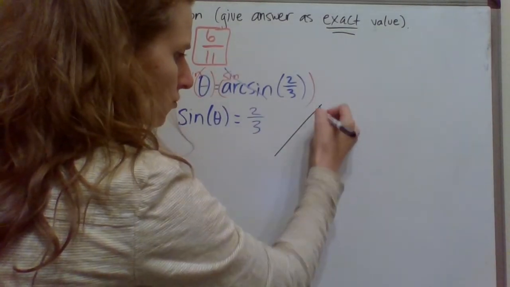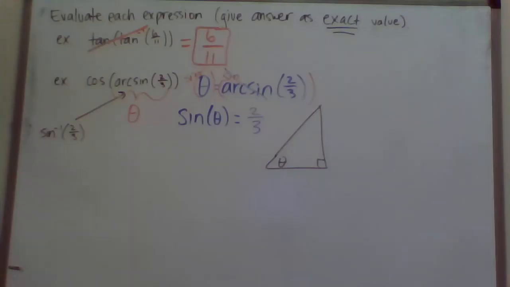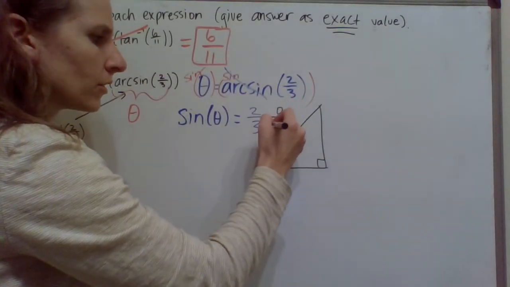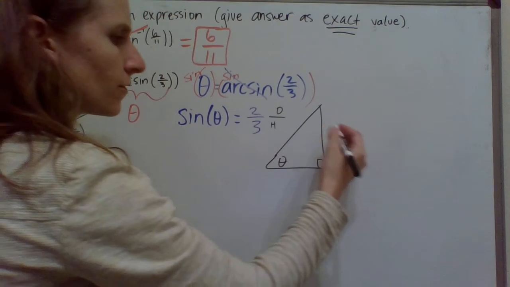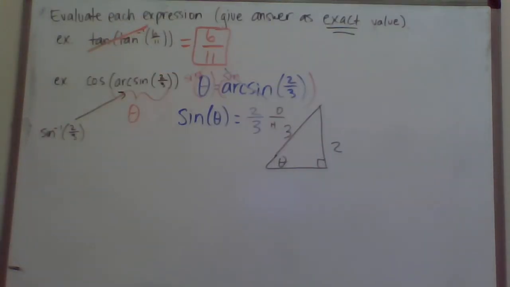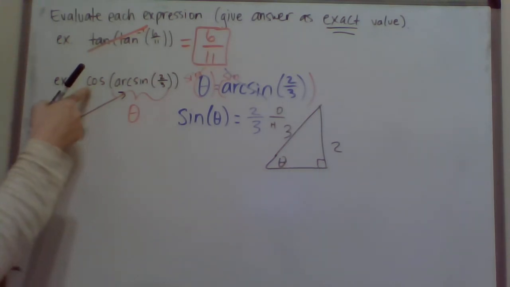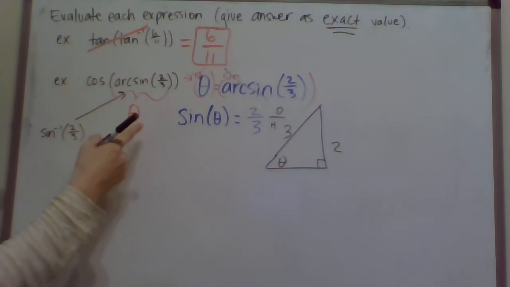So if I have a right triangle and I label one of those angles theta, sine is opposite over hypotenuse. So that means the opposite of theta is 2. The hypotenuse must be 3. If I can solve for the adjacent side, then I can figure out what the cosine of that angle theta should be. So let's do that.